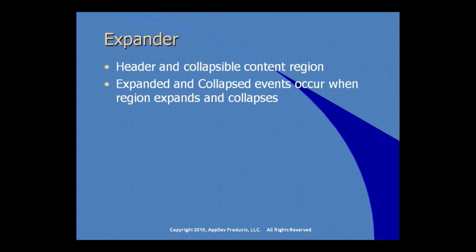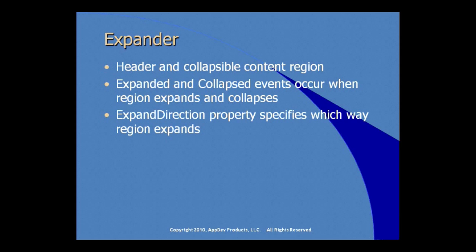The expander control is basically a header and then a collapsible content region. It's a handy device for managing real estate in your UI. So you'll have some text and then a circle with an arrow in it. The user clicks the arrow and the region expands, and then you can display content. When the region expands or collapses, the expanded and collapsed events occur, and you can also control which direction the region expands. The default is down, but you can also have the regions expand up, to the left, and to the right.